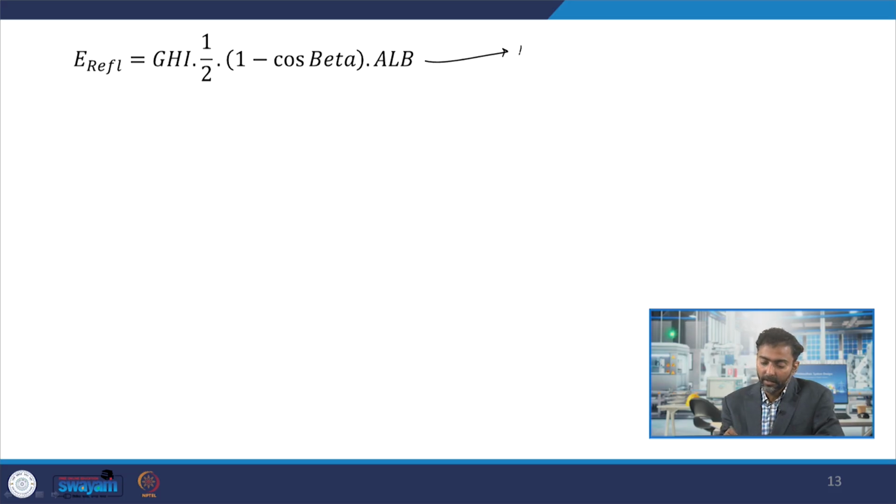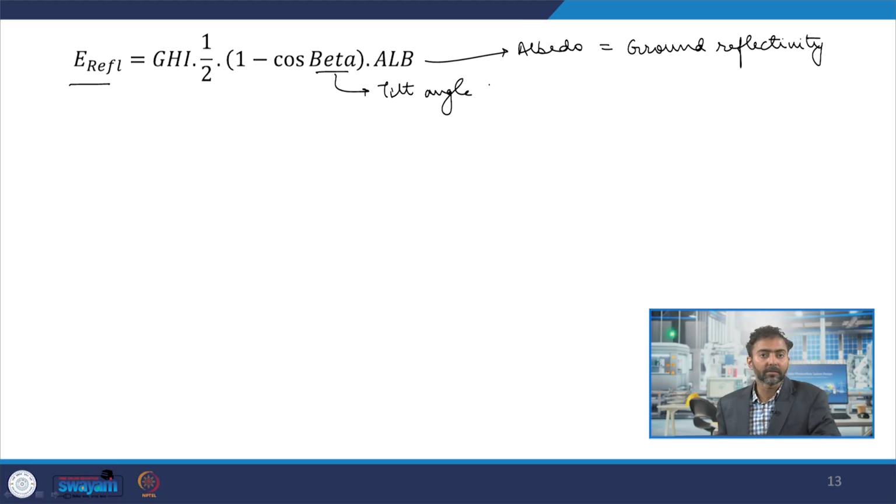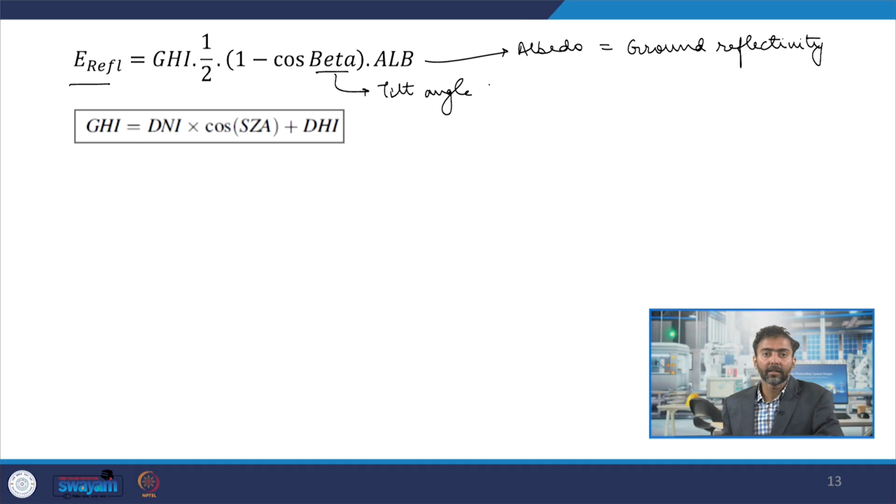ALB stands for the albedo. Albedo is nothing but the ground reflectivity. So how good is your ground surface in reflecting the radiation incident on it, because we are talking about the ground reflected radiation, and beta, as we already talked about, is the tilt angle. Now if you have the GHI, it is a very simple equation, just GHI by 2 into 1 minus cos beta into the albedo. If you do not have GHI, then you can estimate the GHI from the DNI and DHI, as we looked at in a previous lecture, that your GHI is nothing but DNI into cos of solar zenith angle plus the DHI.